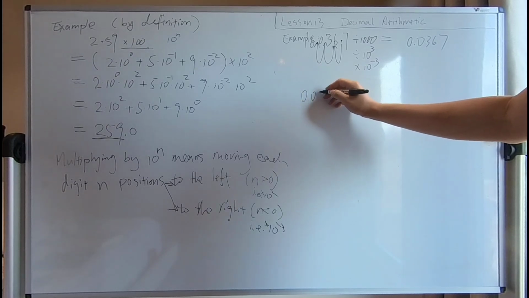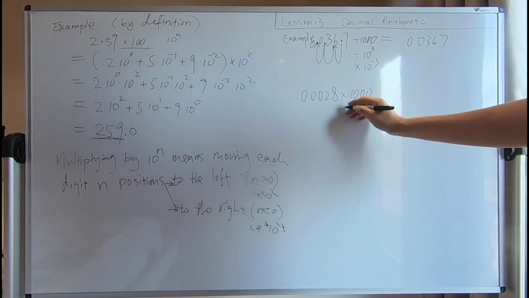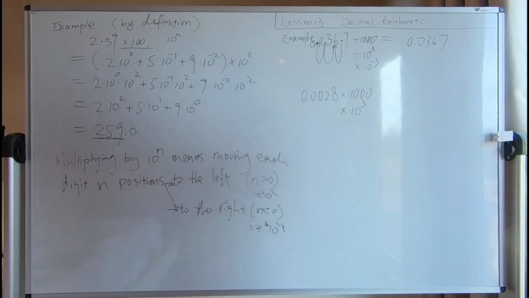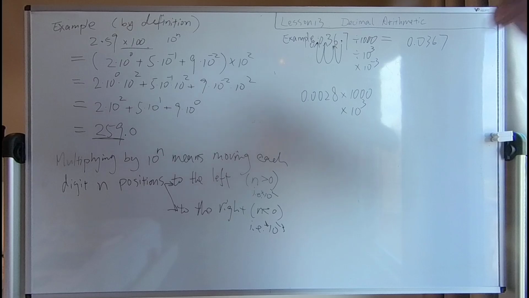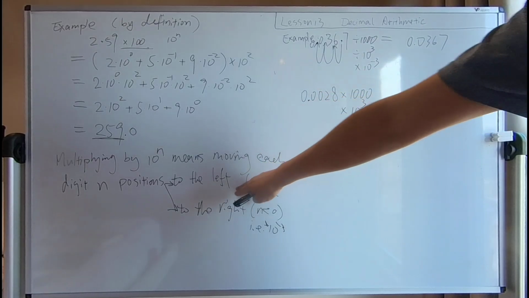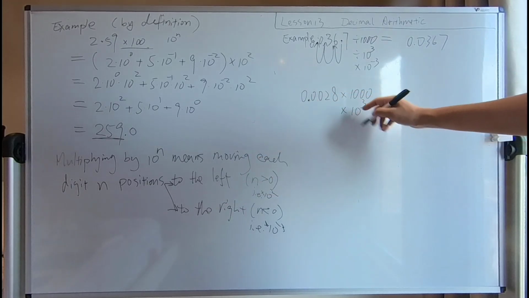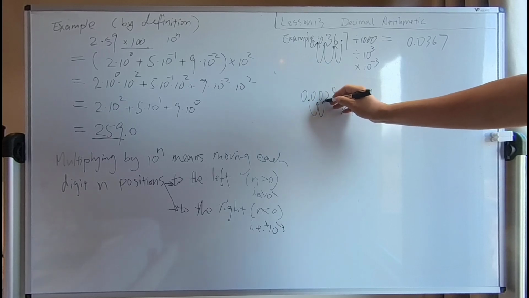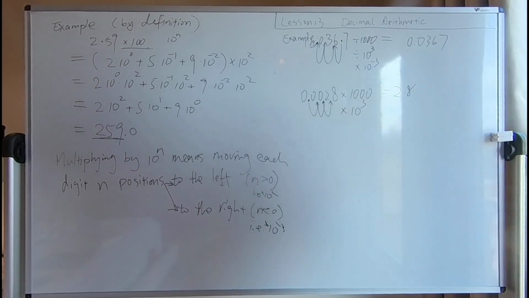Another example, if I have 0.0028 multiplying by 1000, first of all, 1000 is 10 to the power of 3. This means I'm moving my decimal point 3 steps, and to left or to right? I'm multiplying by a large number, so this number should clearly be greater than the original number. Which means I'm moving the dot to the right. I'm moving the digits to the left, or equivalently moving the decimal point to the right, by 3 steps. So 1, 2, 3. So it's over here. That means my result is 2.8.